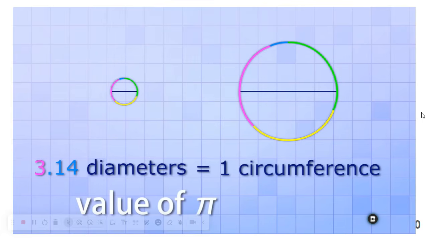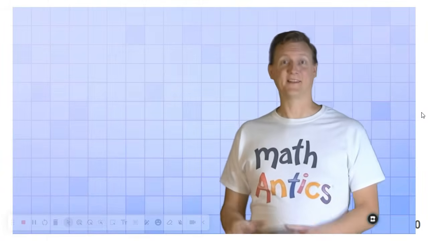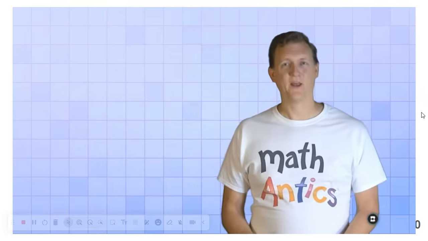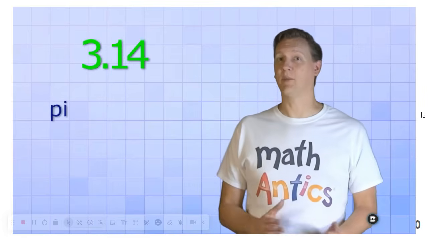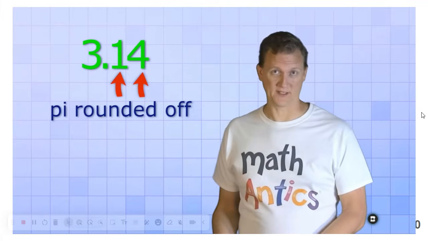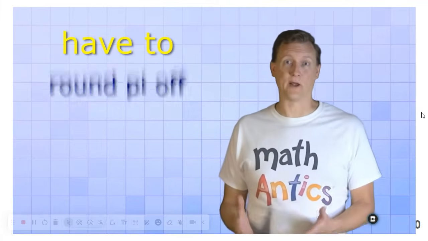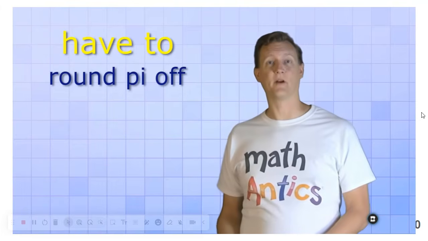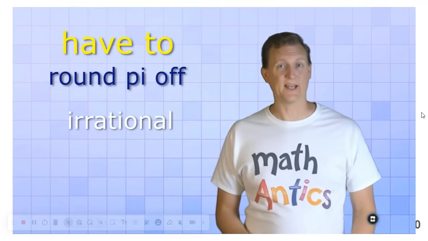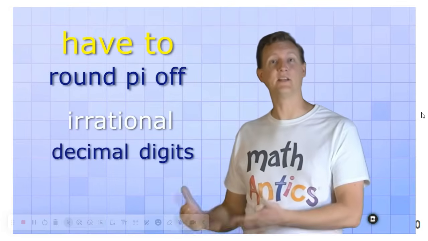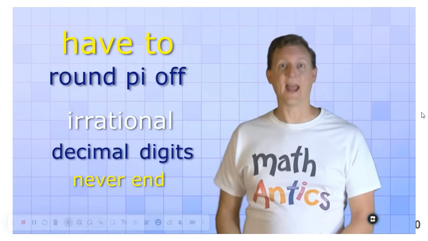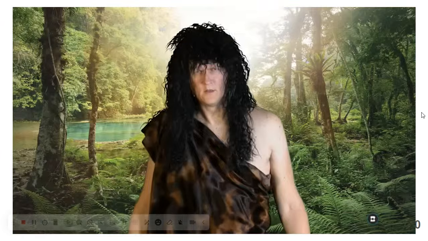So the value of pi is always 3.14. Well, okay, pi is a little more complicated than that. 3.14 is really just pi rounded off to 2 decimal places. And we actually have to round pi off because it's a type of number that's called irrational. An irrational number has decimal digits that never end and never repeat.